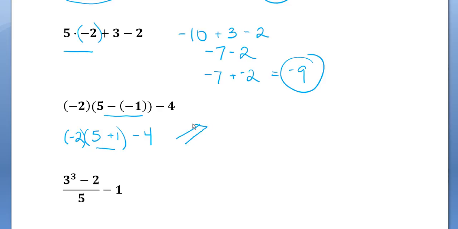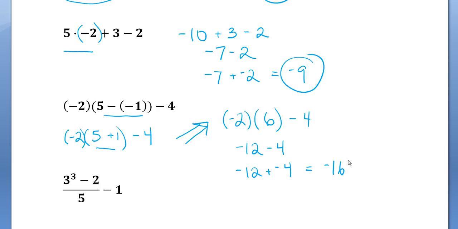I'm rewriting my problem right here. I have negative 2. Instead of 5 plus 1, I can write 6. And I still have my subtract 4 off there, don't forget it. Now I can do my multiplication and get negative 12. And I can rewrite this as an addition problem. Negative 12 add a negative 4. And very easily get a negative 16 as my final answer.